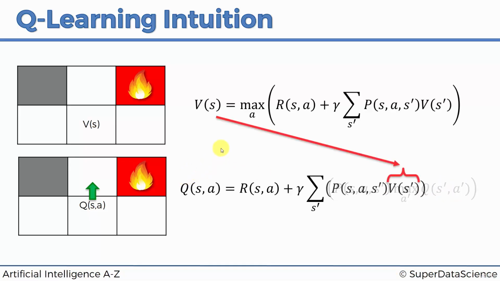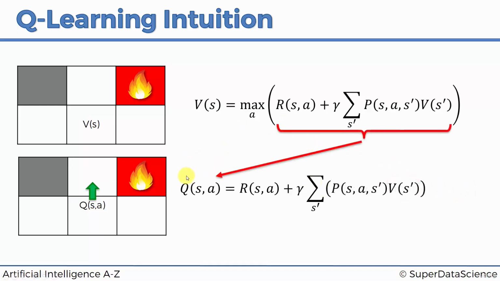So now, as you can see, let's go through that again. From what we derived and discussed, just through logic and intuition, we can see that V of S and Q of S and A are actually linked.